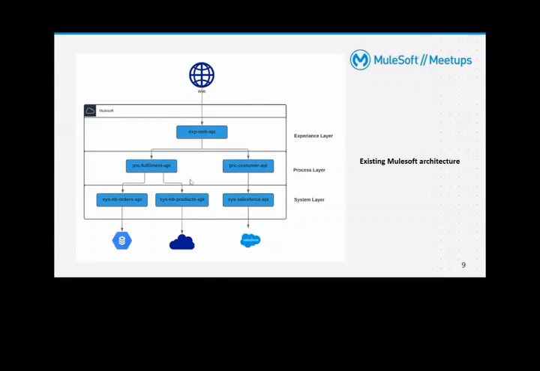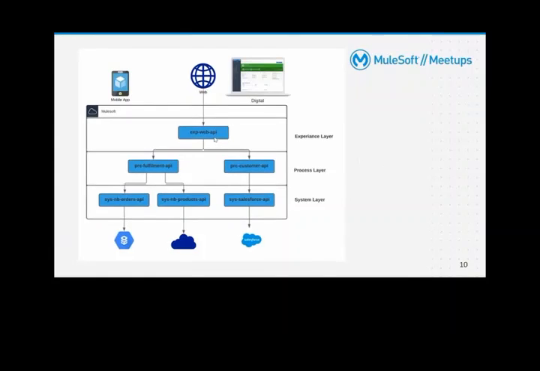So I'm going to take this architecture. I have an existing organization which has some system APIs, and they have implemented some process APIs. Currently they have only one web application, and they created only one web API. But the organization wants to move toward mobilization and digitalization. They want to create a mobile app for tracking orders or anything, and even something for digital purposes, for exposing to third parties.